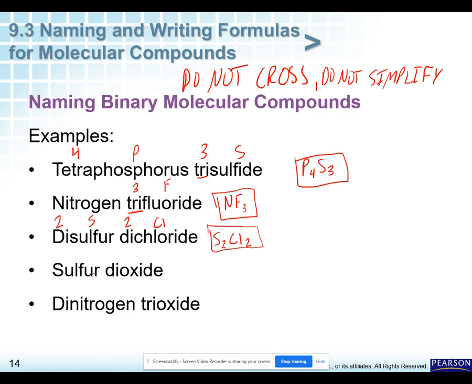Okay. Then we have sulfur dioxide. So sulfur is an S, since there's no prefix, it's just an S. Oxide is an O. And then di means 2. So SO2. And the last one, di means 2, nitrogen symbol is N, so N2. And then tri means 3, and then oxide is an O, so O3.